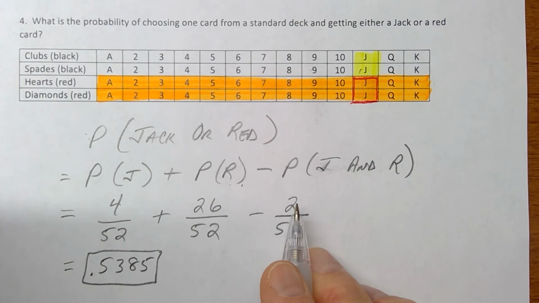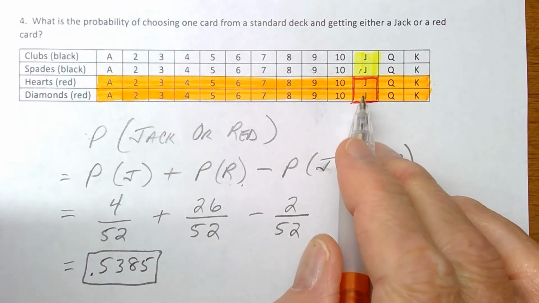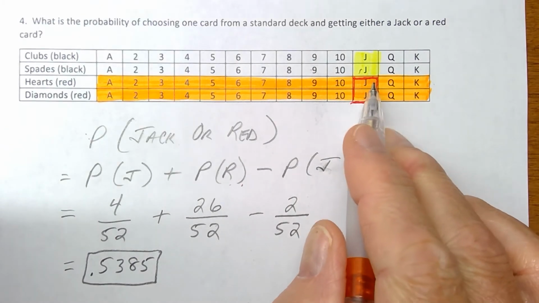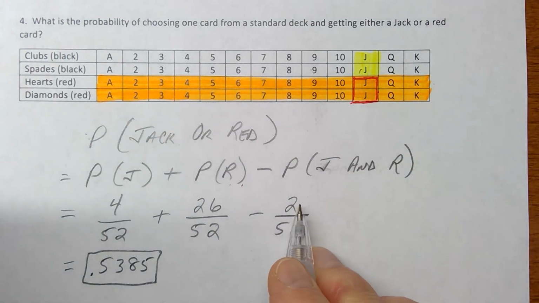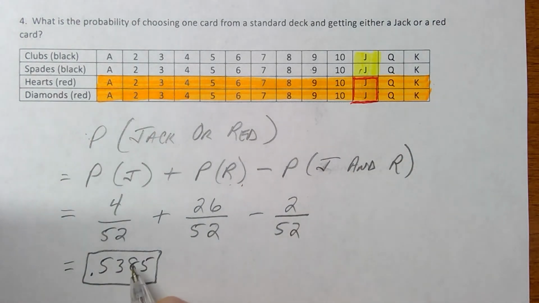All right, so I subtract out the 2 extras right here. These 2 jacks, they were counted twice. So I got an extra count there and an extra count there. I got to subtract out the 2 that I counted twice. And I have about a 54% chance of winning this bet.